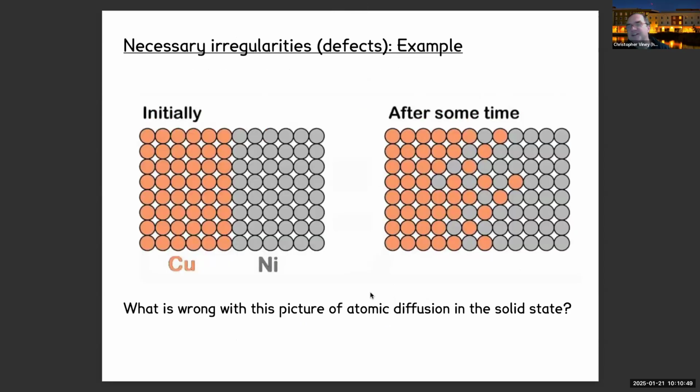So here's an example of necessary irregularities. This picture you often find in materials science textbooks and mechanical engineering textbooks. You take, in the solid state, a piece of one metal and put it right next to some other metal, with a very nice flat interface. In this case, copper, which is copper colored, and nickel, which is nickel colored here. You put them together, and after some time the copper moves into the nickel and the nickel moves into the copper, and you get an alloy. If you heat it up, it goes a little quicker. You can speed this up by heating it, or squeezing it may also help.